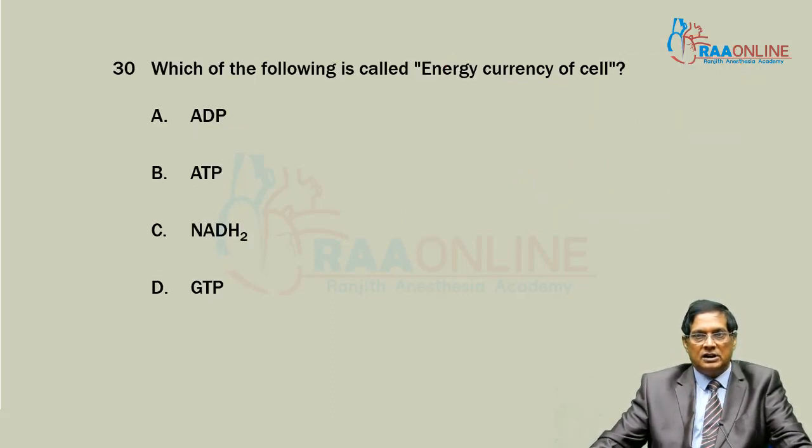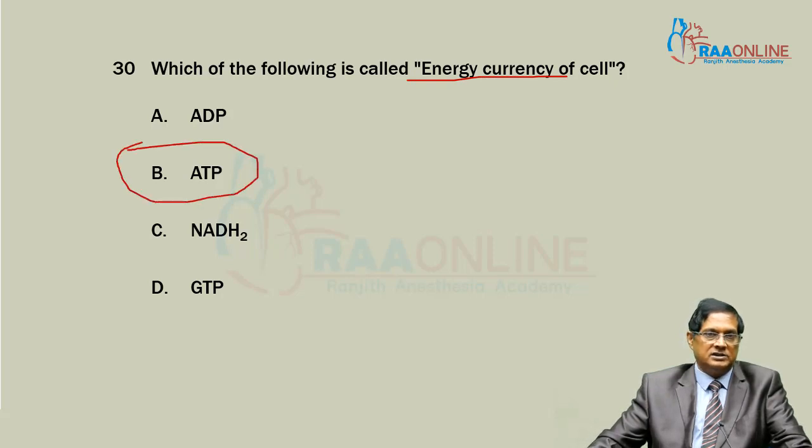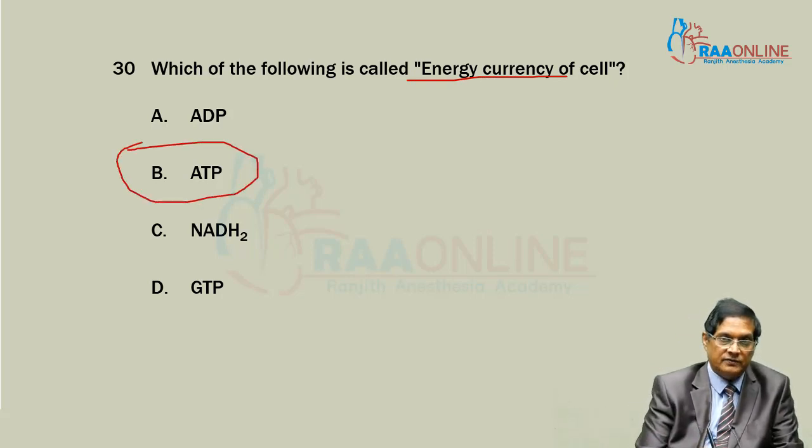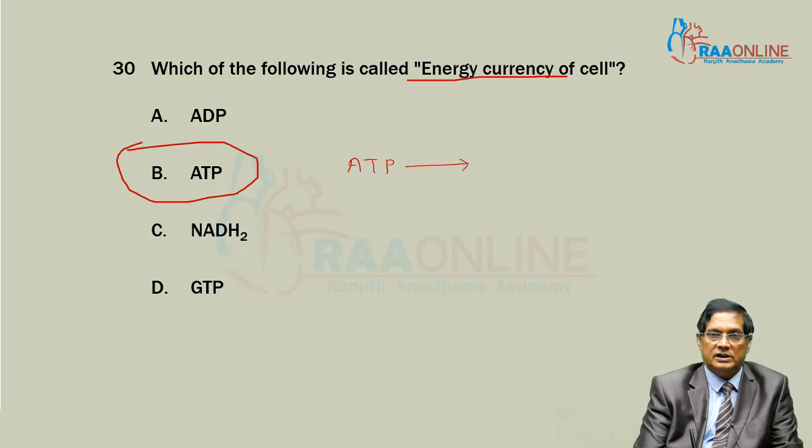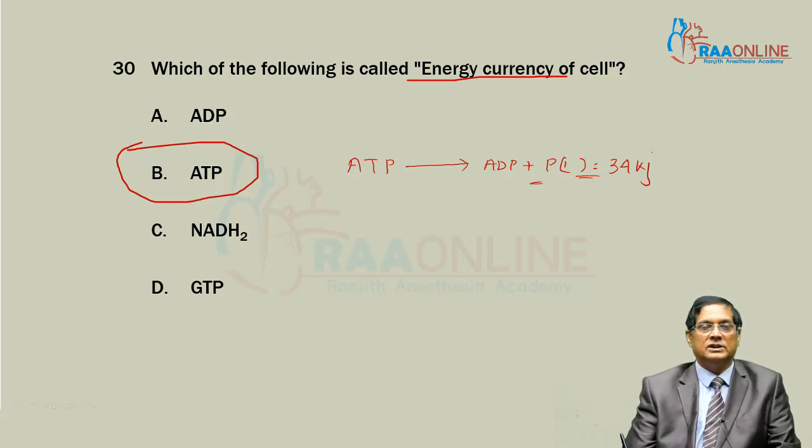Energy currency of a cell is given by ATP, adenosine triphosphate. When this ATP is converted into ADP plus P, in that case 34 kilojoule energy is released.